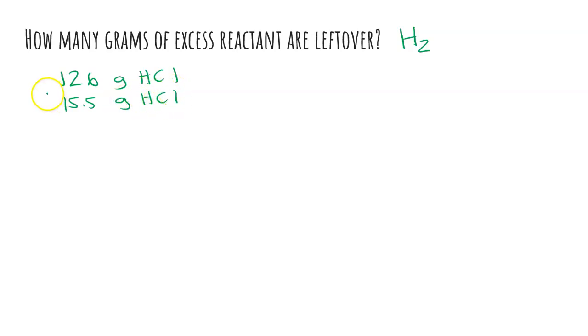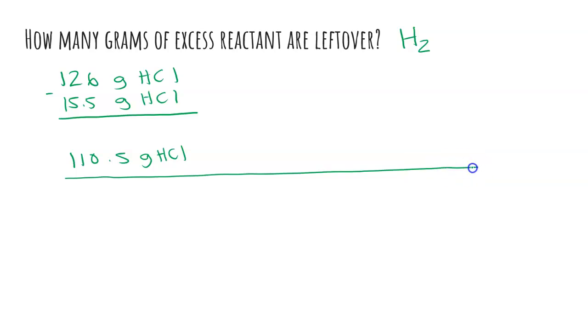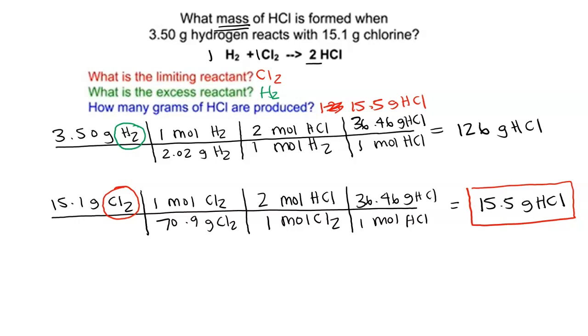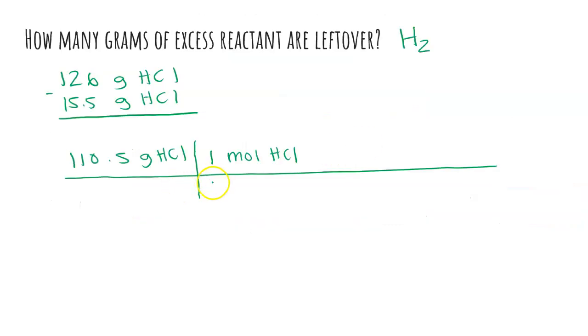Now, the 15.5 was produced because that's the lesser amount. I'm just going to start by subtracting those values, and that's going to tell us how much wasn't made. The units for that, though, are grams of HCl, and I want to know how much of the H is left over. So I'm going to work backward using the same balanced reaction. So I have 1 mole of HCl. If I look back at my previous work, the mass of HCl is 36.46 grams.